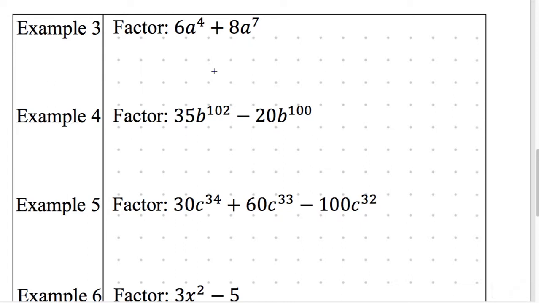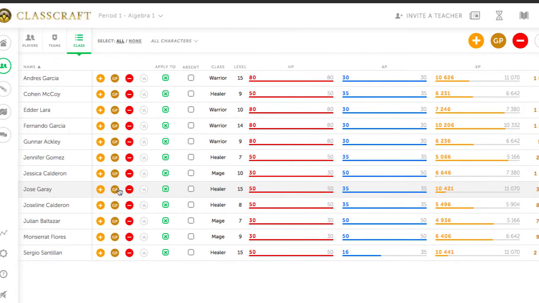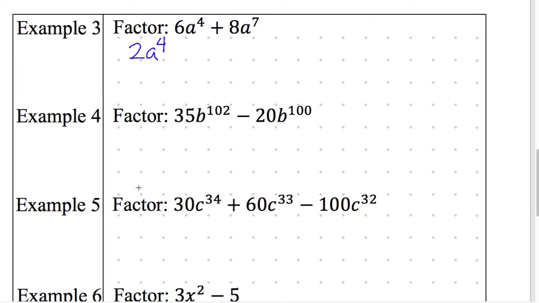All right, I'm not even going to tell you the steps because you have the steps in your notes. Someone help me out. Do the first step for me. Jose, go for it. The greatest common factor would be 2. Yep, the greatest common factor is 2, and a to the 4th. Perfect. Jose just did the first step for us. He found the greatest common factor of both terms: 6 and 8, the greatest common factor is 2. a to the 4th, a to the 7th, the greatest common factor is a to the 4th. You're choosing the smallest exponent.